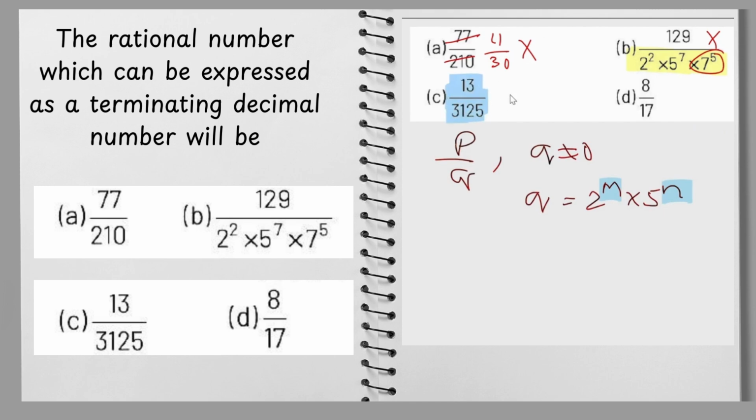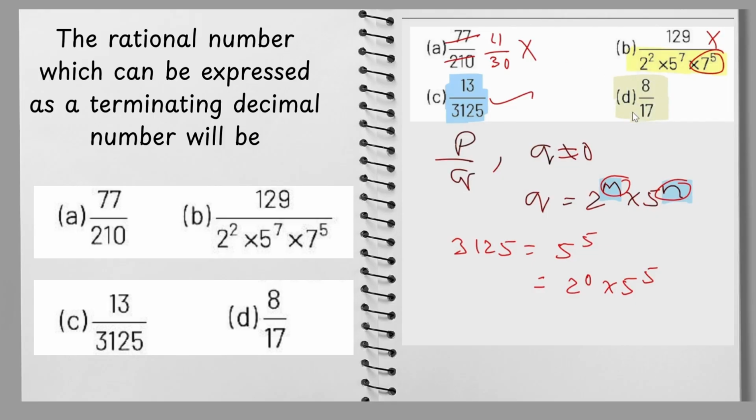For the next, that is the C part, what is it? You can see that this cannot be reduced further, and if I find the prime factorization of 3125, this is 5 raised to the power 5, right? Because 625 is 5 raised to the power 4. So I can write this as 2 raised to the power 0 into 5 raised to the power 5. Now check here, I said m and n should be non-negative integers. So yes, we will say that this will have a terminating decimal expansion.